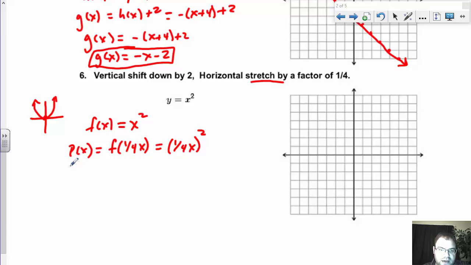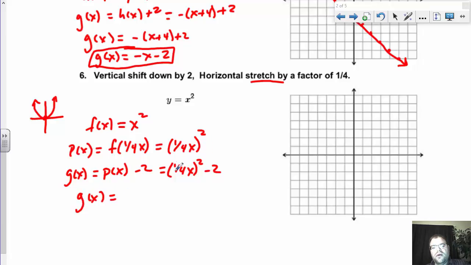All right, and then we have a vertical shift down by 2. So we'll just call that g of x then. That's equal to p of x minus 2. So that'll equal 1/4 x all squared minus 2. So we'll rewrite that g of x. If I actually square 1/4 x, 1/4 times 1/4 is 1/16. And then I'll have x squared minus 2. This is actually the equation we're going to graph.